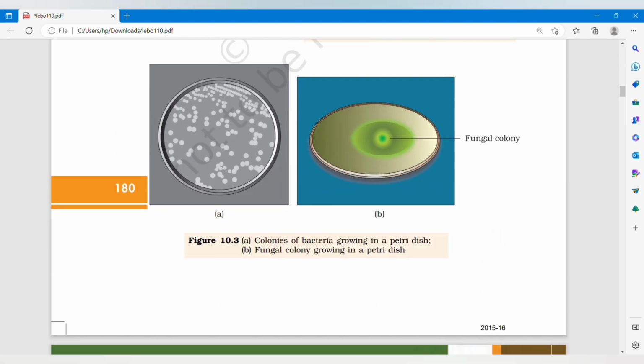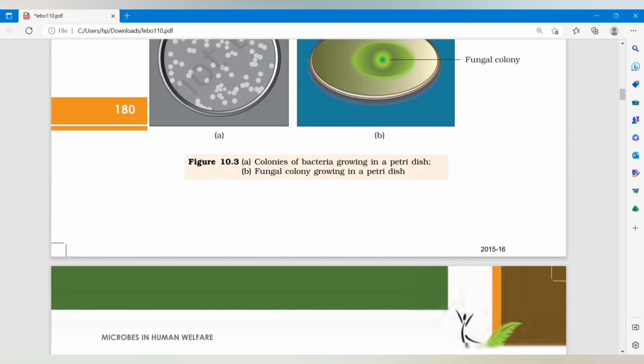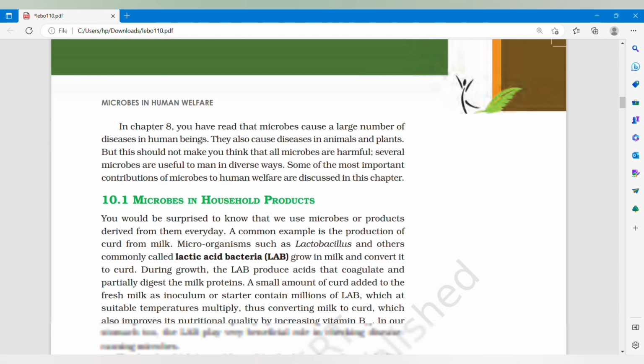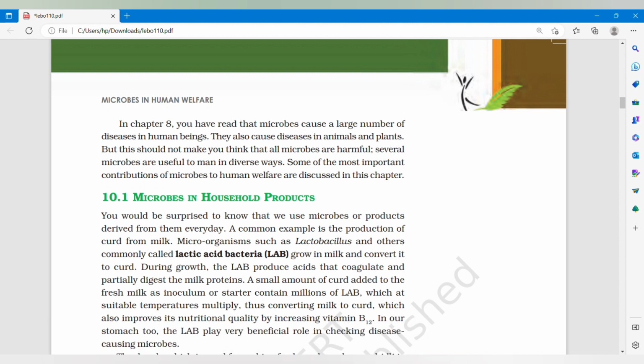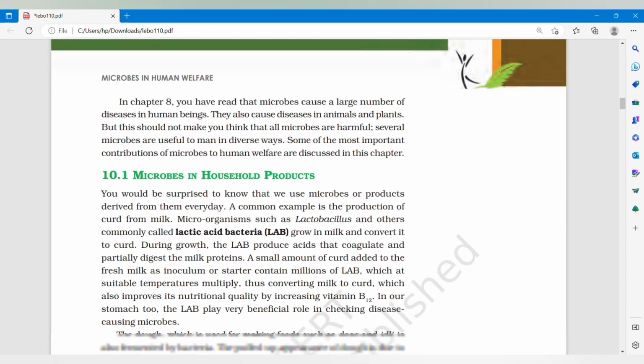And in figure 10.3, A is a bacterial colony growing in a petri dish, and B is a fungal colony growing in a petri dish. In chapter 8, you have read that microbes cause a large number of diseases in human beings. They also cause diseases in animals and plants, but this should not make you think that all microbes are harmful. Several microbes are useful to man in diverse ways. Some of the important contributions of microbes to the welfare are discussed in this chapter.